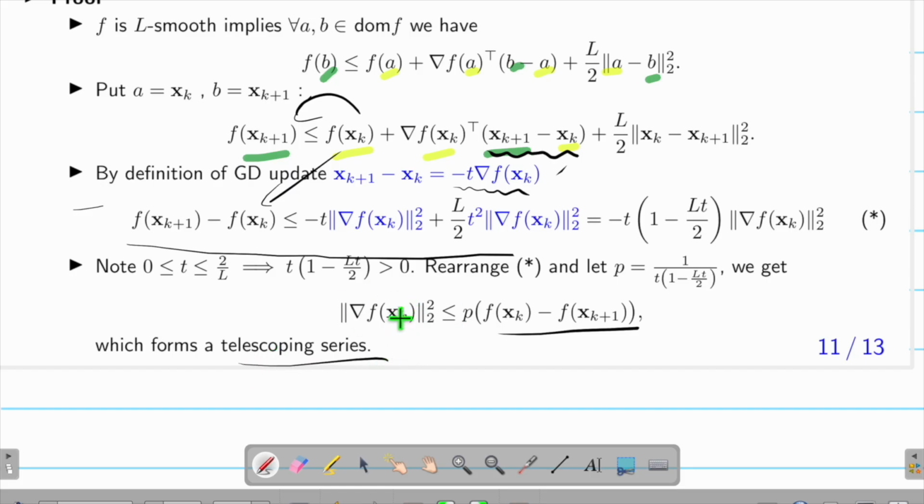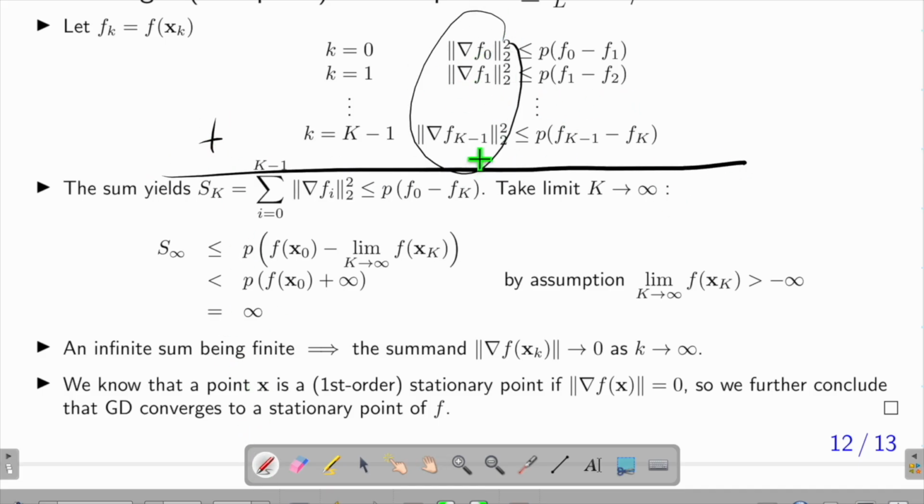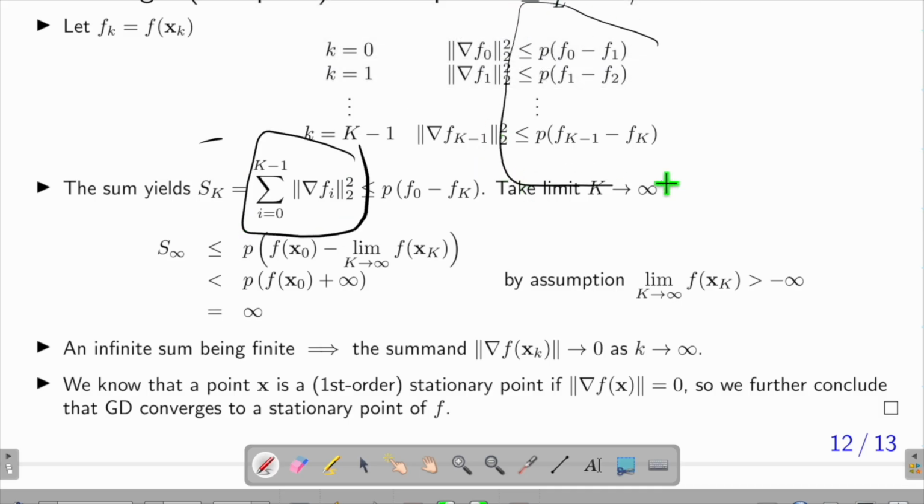And this is what? A telescoping sequence. Okay, what I'm going to do? I'm going to do this standard trick. At k equals 0, I have this. At k equals 1, I have this, and then k equals 2, and so on, and then I add them up. I add them up. All of them become this thing. Here's the fun part. This is plus, this is minus. So if I add them up, they cancel each other. There's a plus f2 here. There's a minus f2. They cancel each other.